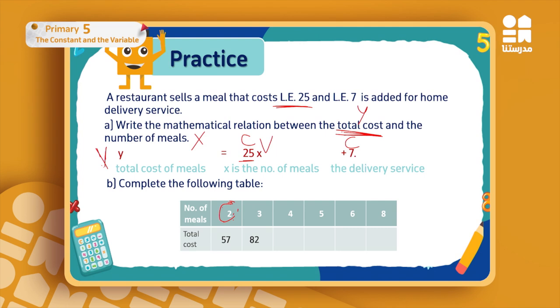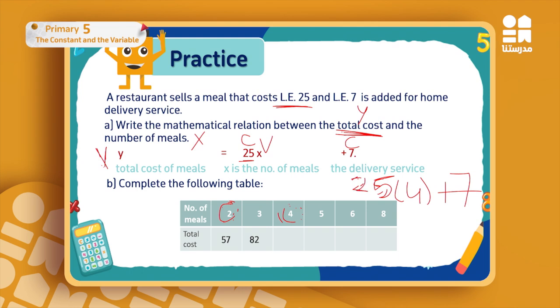Okay, what if they are 4 meals? Again, I will take away the x, I will put the number 4 instead. Okay, so it will be 25 times 4 plus 7.